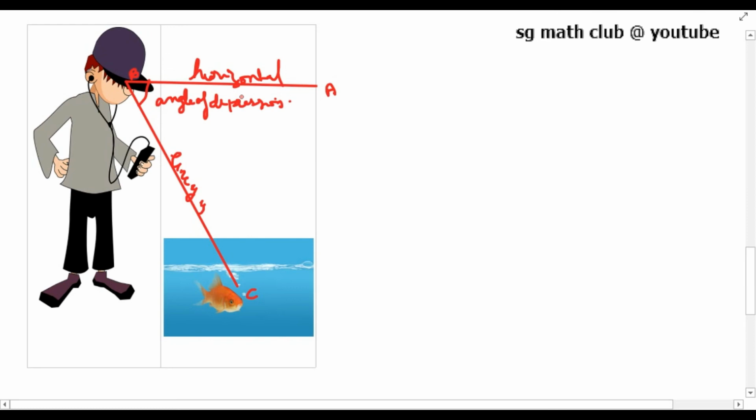The angle of depression of an object viewed is the angle formed by the line of sight with the horizontal when it is below the horizontal level. That means the boy is looking down. When we lower our head to look at the object, then we have the angle of depression, and when we raise our head to look at the object, then we have the angle of elevation.